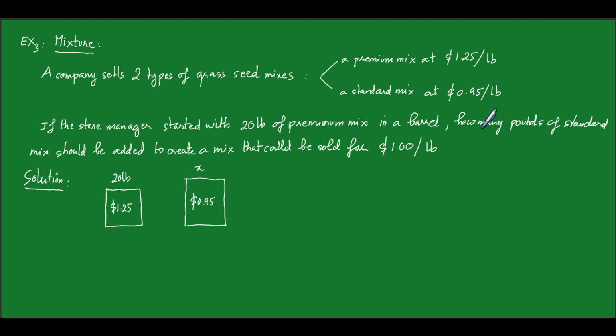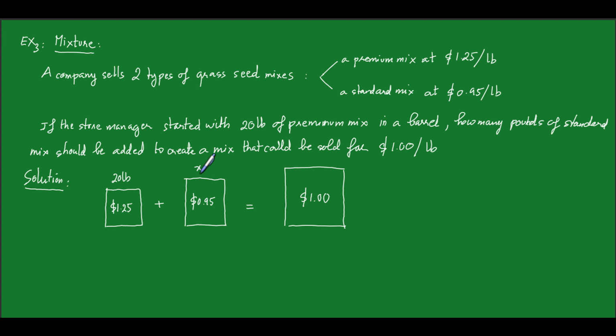So you mix them up, right? Look at the word problem. How many pounds of standard mix should be added? Okay, so I'm going to add them together. Should be added to create a mix. So I'm going to add both of these together to create another mix. So this is another mix, and this new mix is $1.